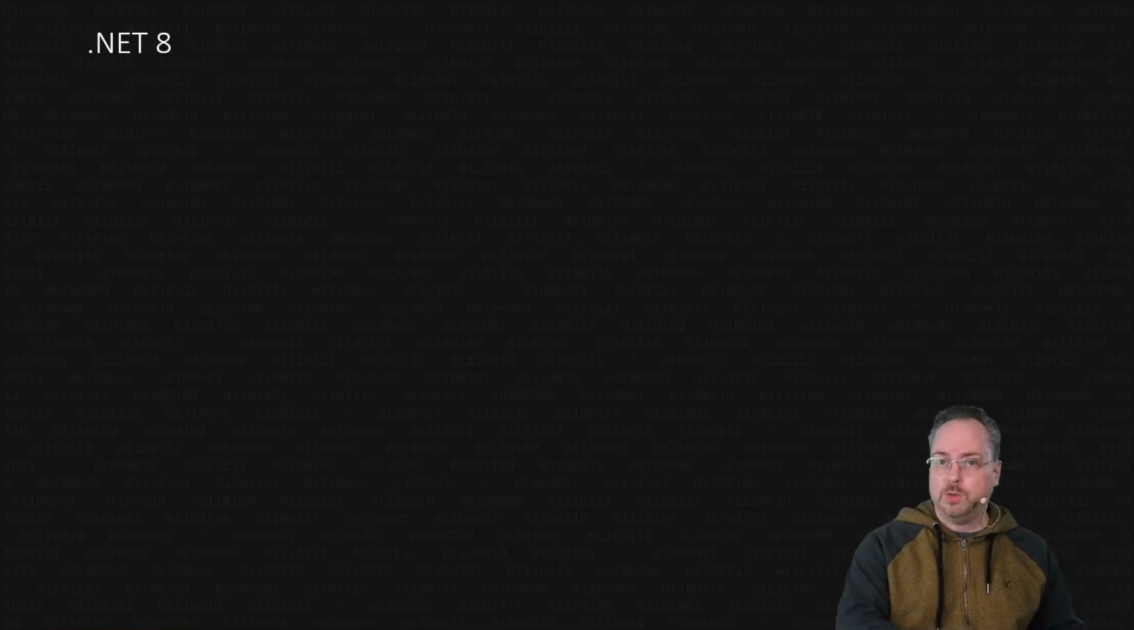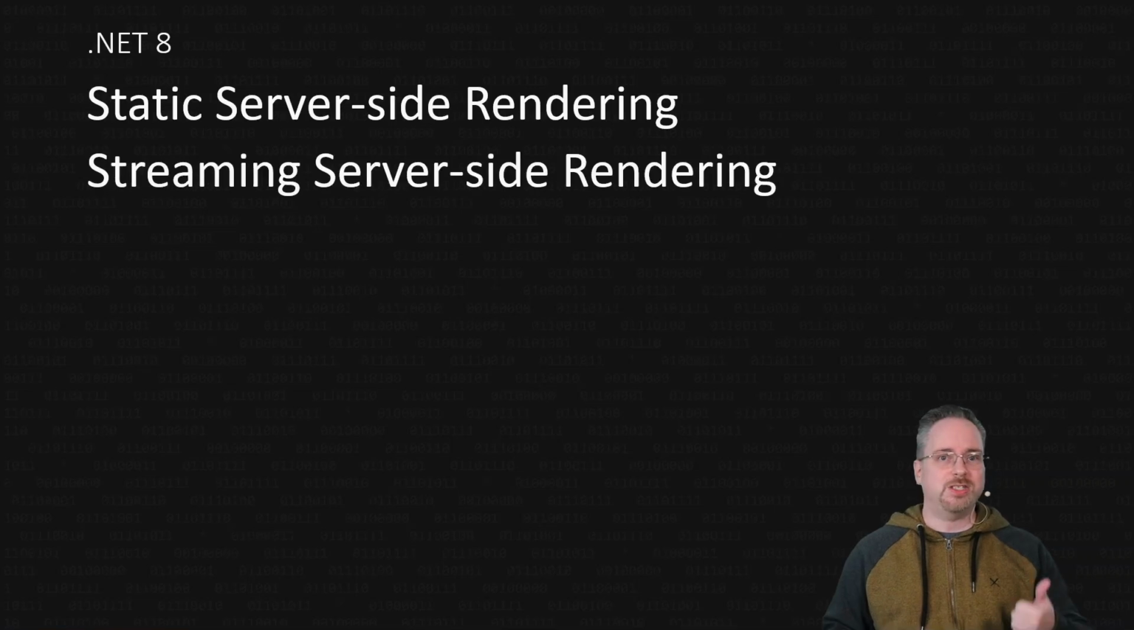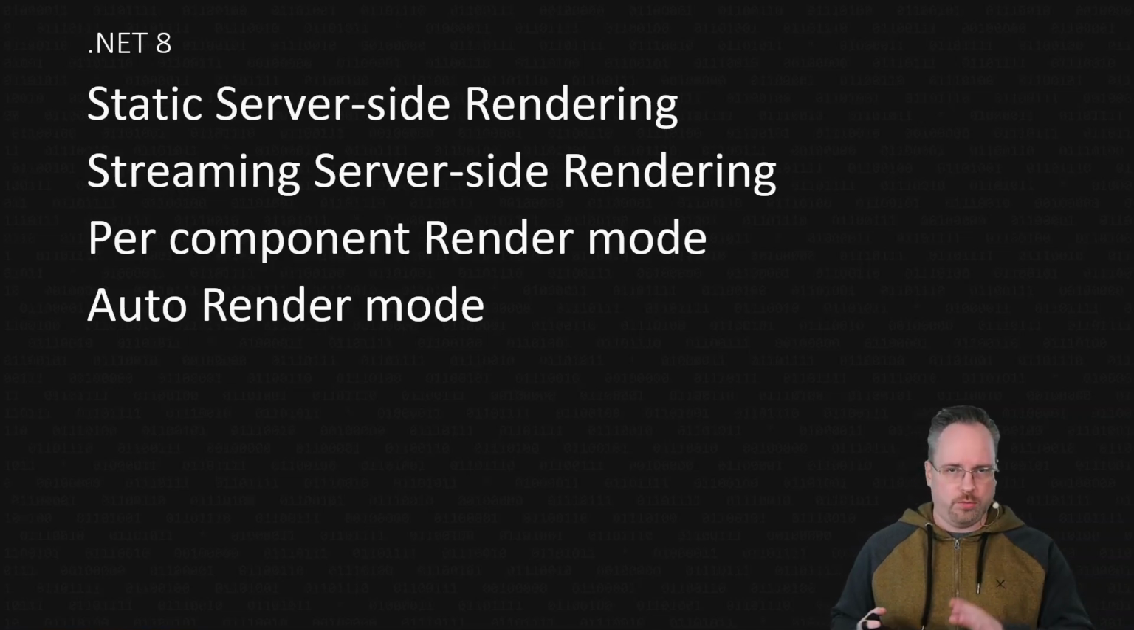With .NET 8, we got something that they used to call Blazor United. And I want to mention that because some people in the community still refer to it as Blazor United, and older blog posts will still call it Blazor United. But it's just Blazor now. It's just different render modes. So we got a couple of new things. We got static server-side rendering. We got streaming server-side rendering. We got per component render mode. And we got auto render mode. And we're going to go through all of these in just a bit.